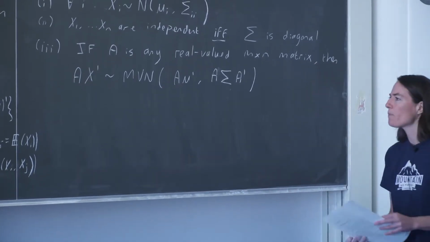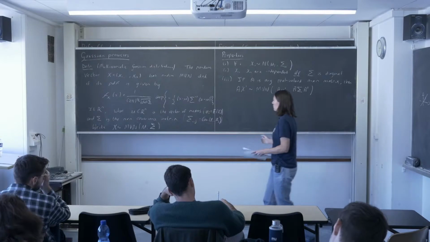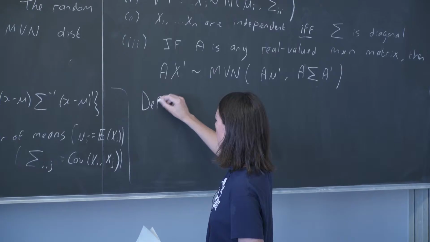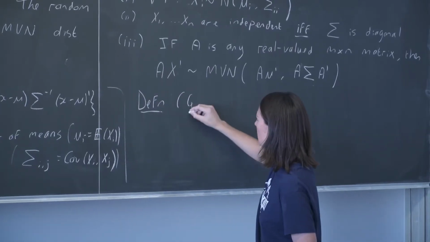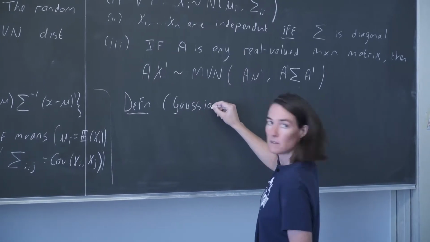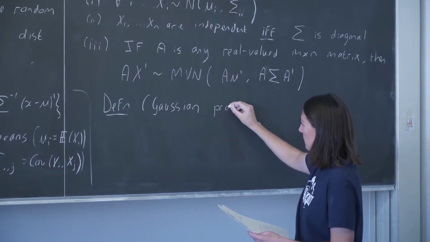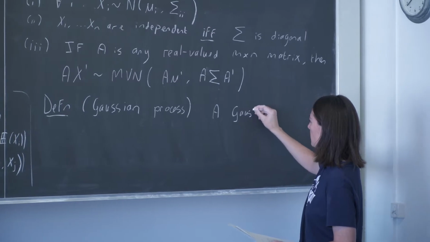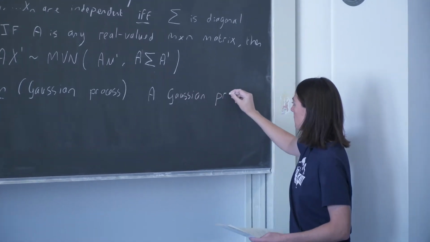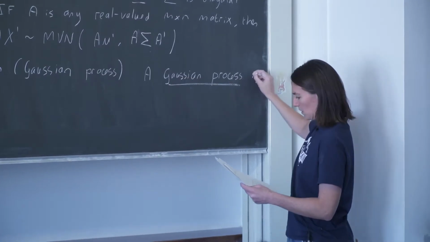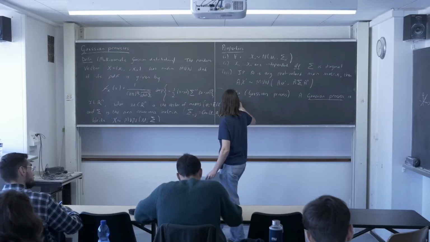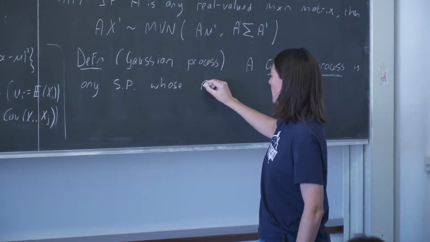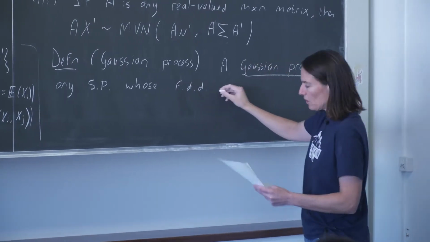Okay, and so this leads us to what I want to talk about, which is Gaussian processes. So here's the definition of a Gaussian process. A Gaussian process is any stochastic process whose finite dimensional distributions are multivariate Gaussians.